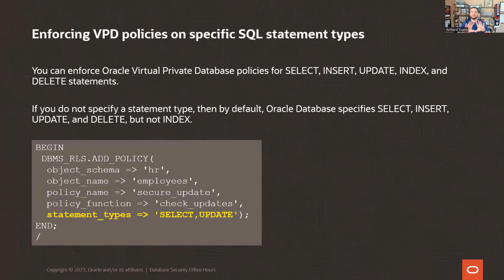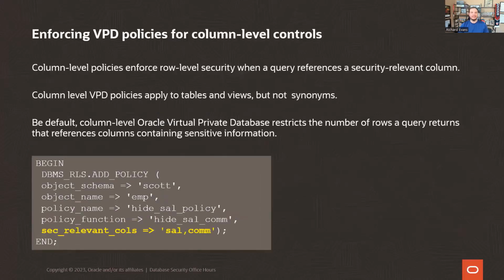So this is row level security. What we're doing is deciding how many rows can get selected, how many rows could get updated by appending this to the employees table. Now, one of the really cool things about virtual private database is it not only does row level security, it does column level security too.